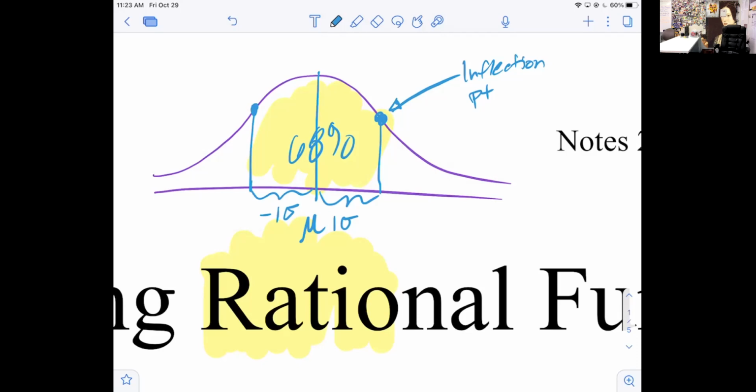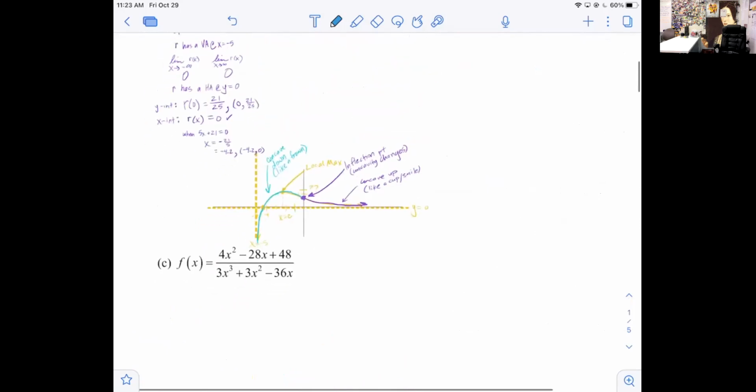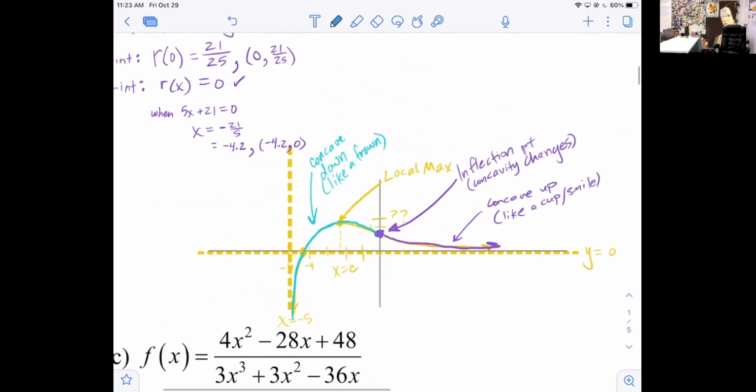Anyway, statistics. It's like the mathematics of common sense, right? You're trying to predict with confidence, and it comes down to the standard deviation, which is the inflection point. So anyway, back to this right here.